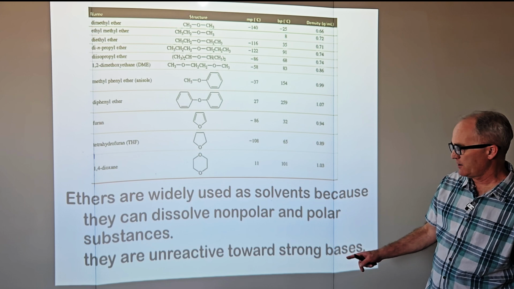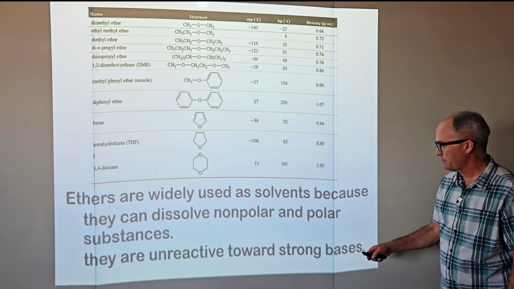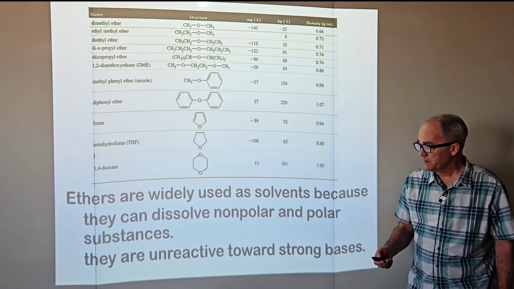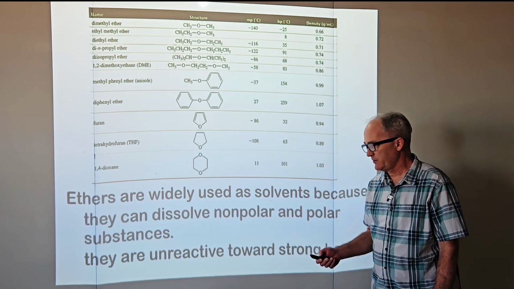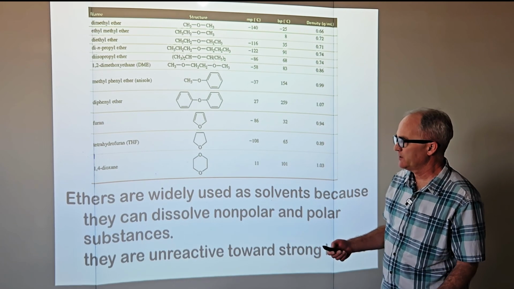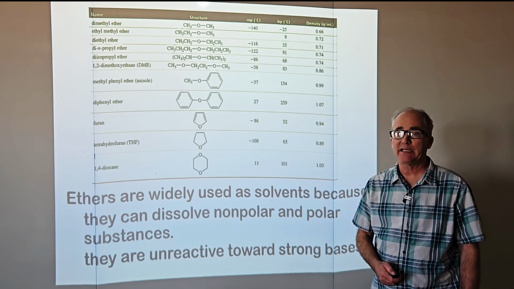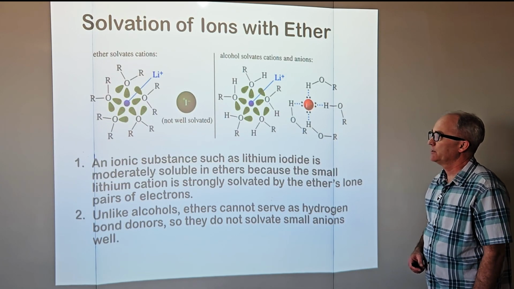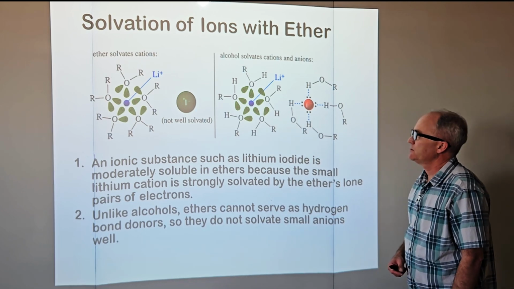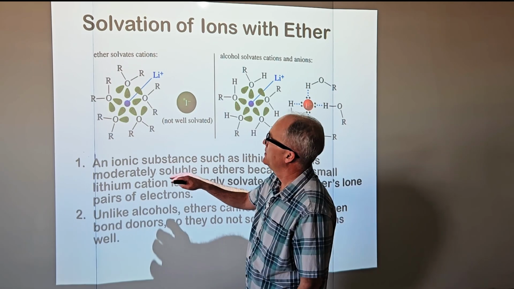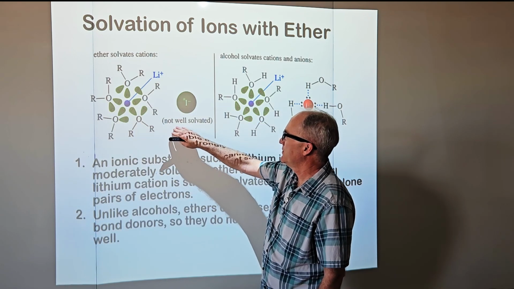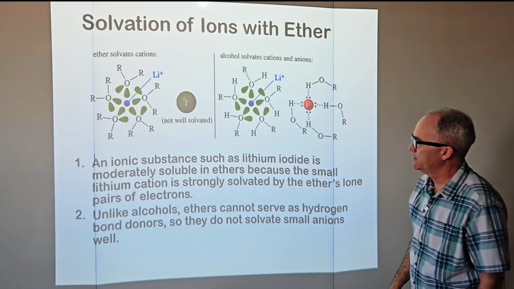Ethers are unreactive towards strong bases. And remember, a Grignard is about the strongest base known to mankind, because if you let it get around water, it gets protonated and typically forms an alkane, which I say is the weakest acid known to mankind. So ethers can solvate some ions. Here's an ether solvating a cation. It doesn't solvate an anion well.